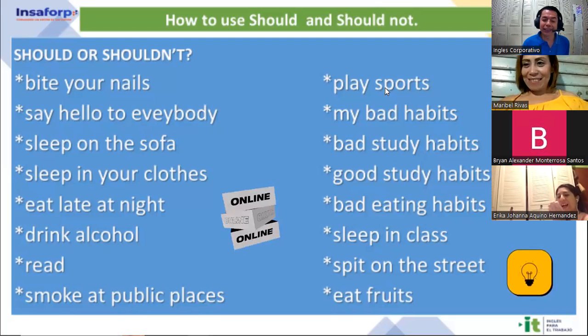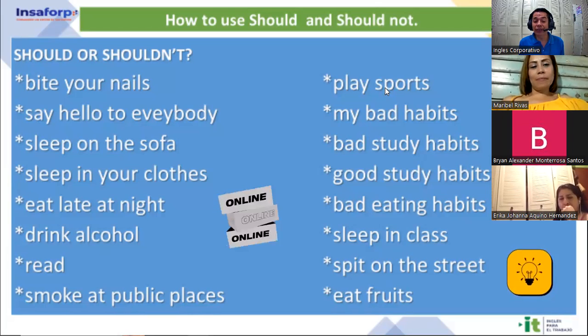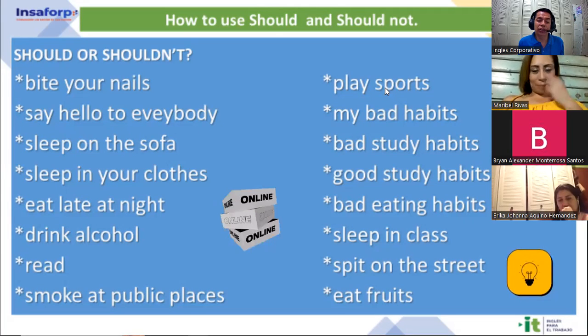Right, my bad habits. ¿Qué malos hábitos tiene usted? Vamos a ver. And then bad study habits, right? Hábitos malos de estudio. ¿Cuáles podrían ser? Good study habits. O buenos hábitos de estudio. ¿Cuáles son? Por ejemplo, you should read every day. You should check Google information. You should memorize vocabulary, etc., etc.